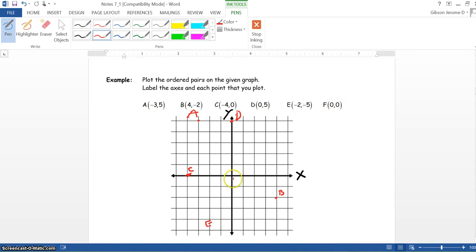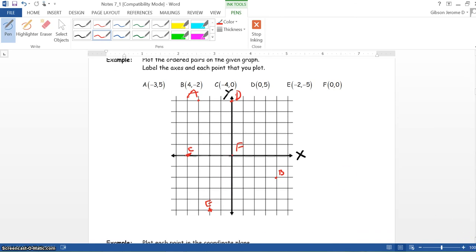Now we go here to F. We start at the origin. F is 0, 0, which is the origin. So we plot our point here at the origin. So now we're done. Now as you see, some of these points have disappeared. So I will put that back in here so you make sure you put those in your notes.